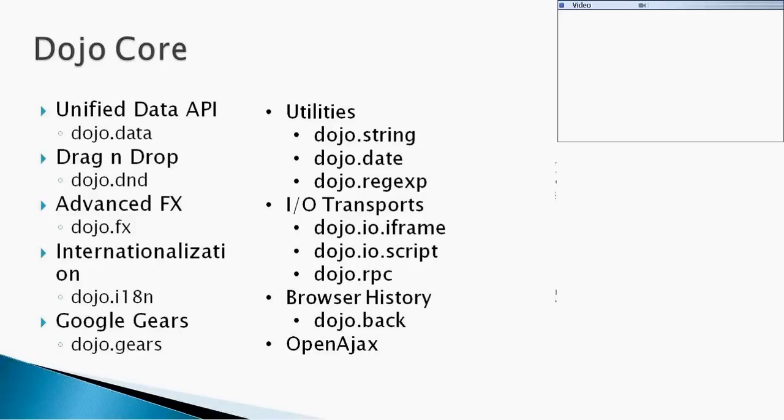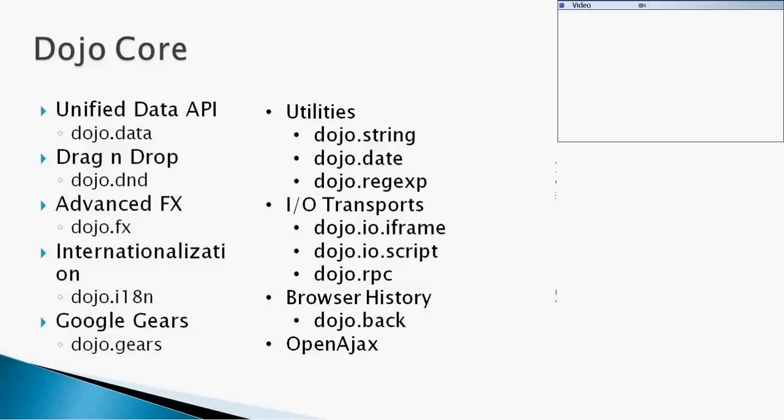And regular expression support is also there, where you can easily create regular expressions, because the native way of creating them is a bit difficult for some people. And again, input-output transport, which we talked about while talking about AJAX. It also provides, on top of it, things like iframe transport, which allows you to dynamically add any script file inside your page, and RPC. So all this is there, and if you want to use them, you can use them. It's not in the base part, but it's there in the core.